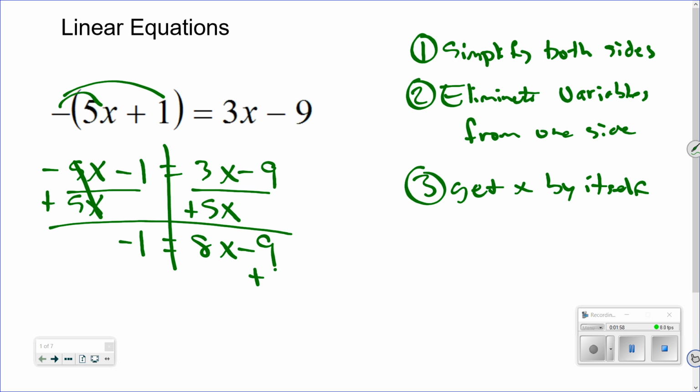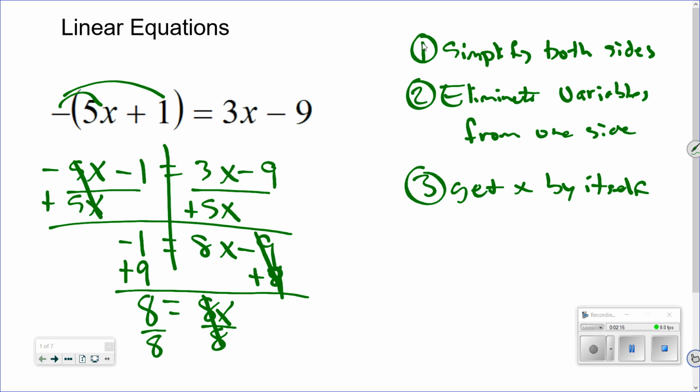So I'm going to add 9. Ooh, sorry, shouldn't have been 8. Add 9 over and add 9 over. That would be 8 equals 8x, and negative 9 plus 9 is 0. Okay, last thing is divide. Divide by 8. 8 divided by 8 is 1, so 1x is x. 8 divided by 8 is 1, so there's my answer.